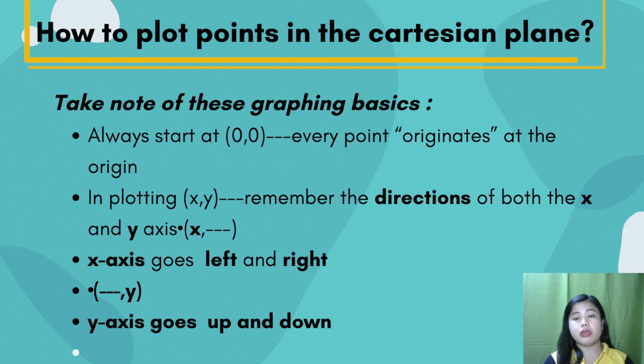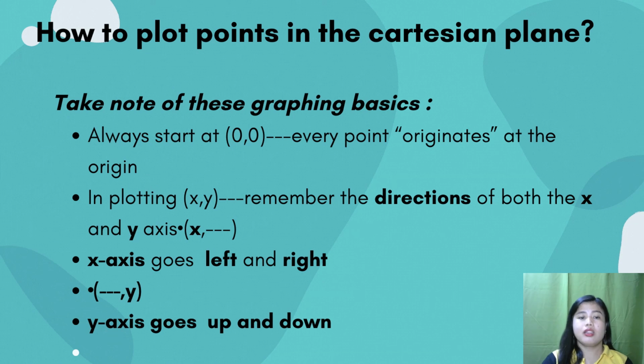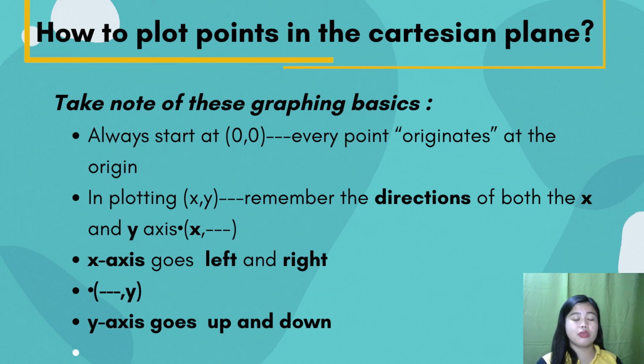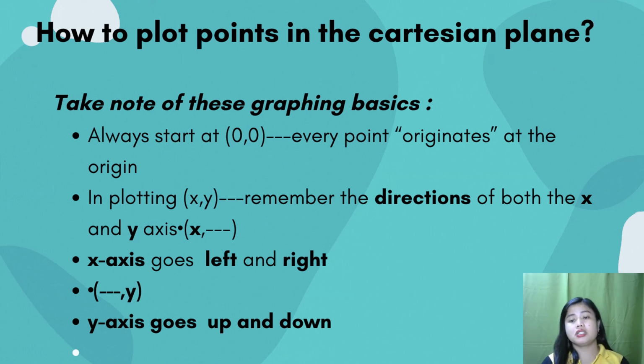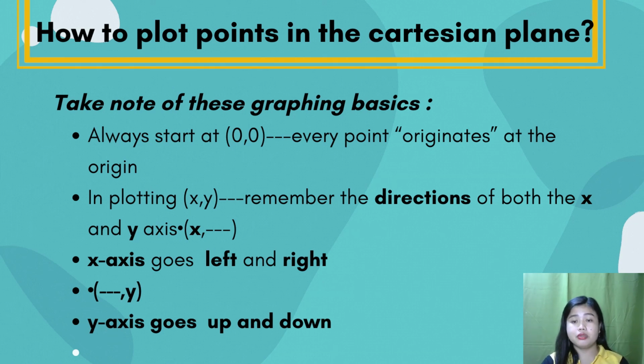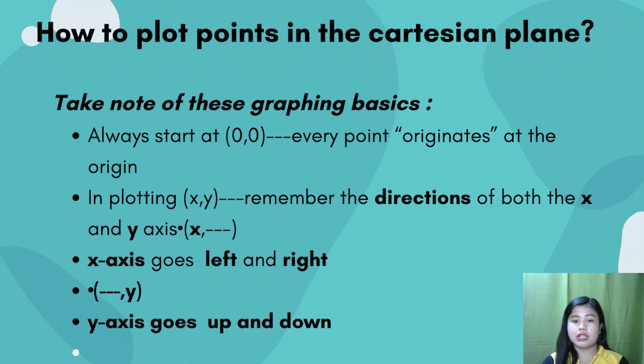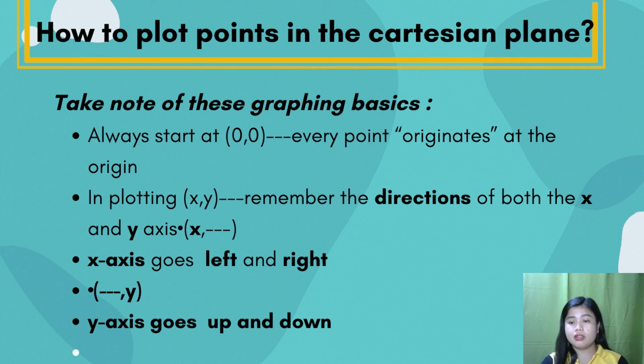How do we plot points in the Cartesian plane? Take note of these graphing basics. First, always start at (0, 0). Every point originates at the origin. In plotting (x, y), remember the directions of both the x and the y axes. The x-axis goes left or right. The y-axis goes up and down.